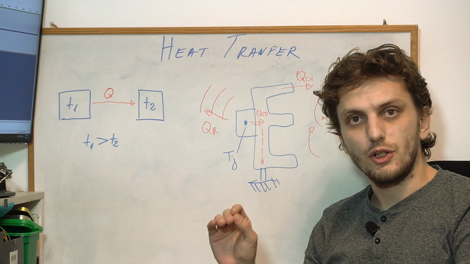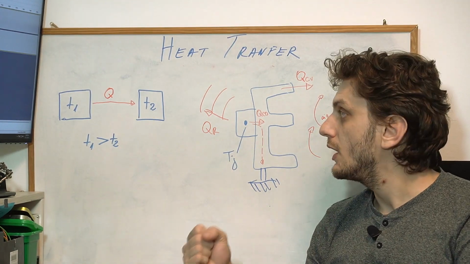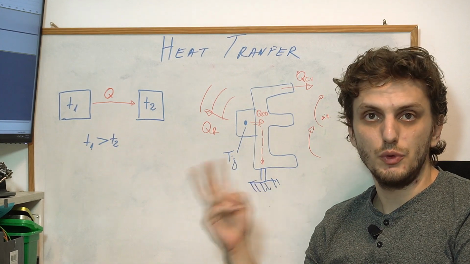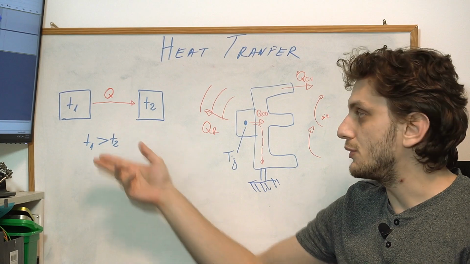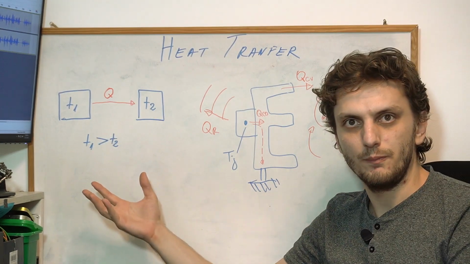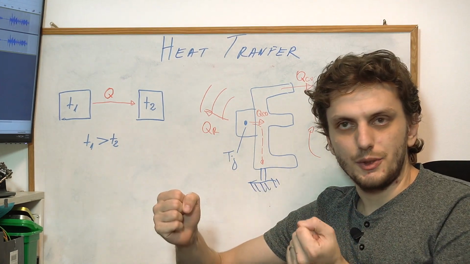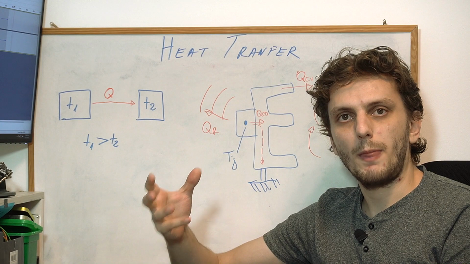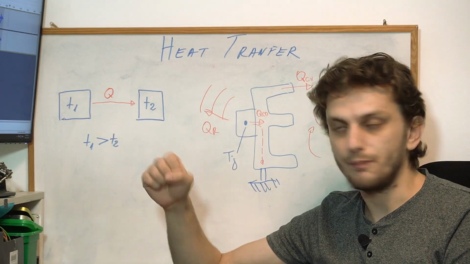So let's start off by remembering a few things about heat transfer. So first of all, you need two bodies that have different temperature, and in order to get heat to go from one to the other, you need to have a temperature difference between the two. So if both your bodies are at the same temperature, there will be no heat exchange. Secondly, there are three methods in which heat will transfer from one body to the other.